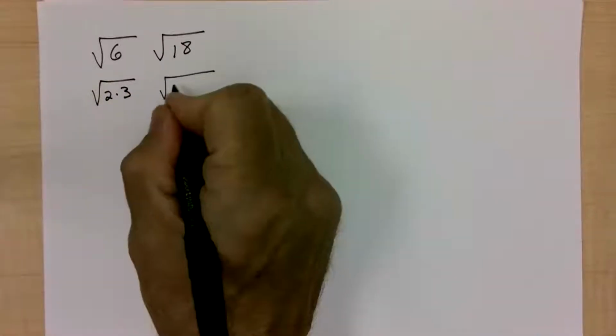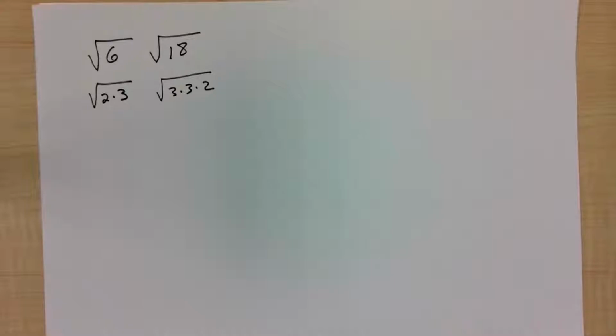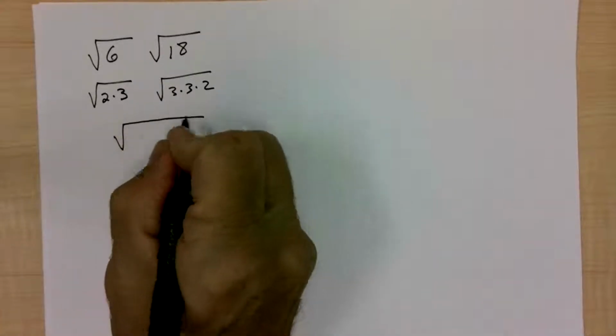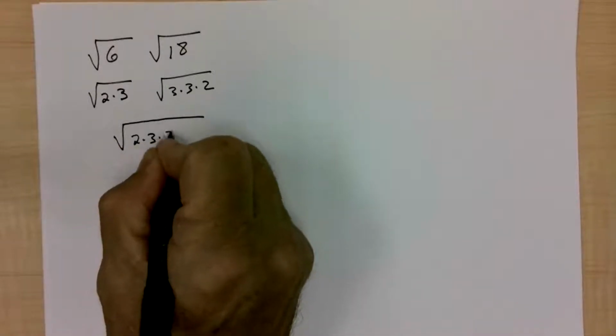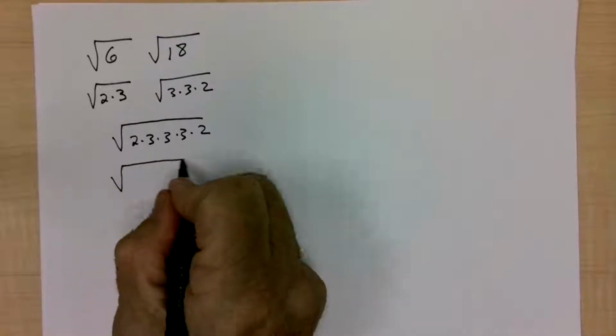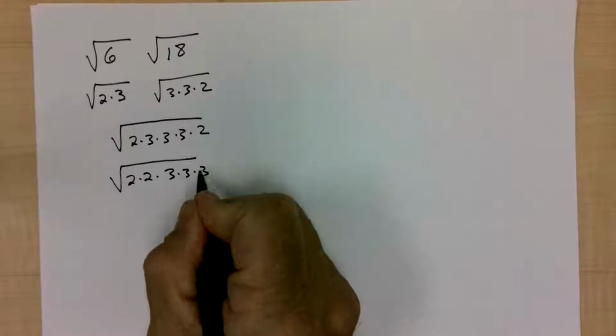18 is 9 times 2, or 3 times 3 times 2. But what I can do when I multiply radicals, I can put them in a single radical. So that's 2 times 3 times 3 times 3 times 2. So 2 2's and 3 3's: 2 times 2 times 3 times 3 times 3.